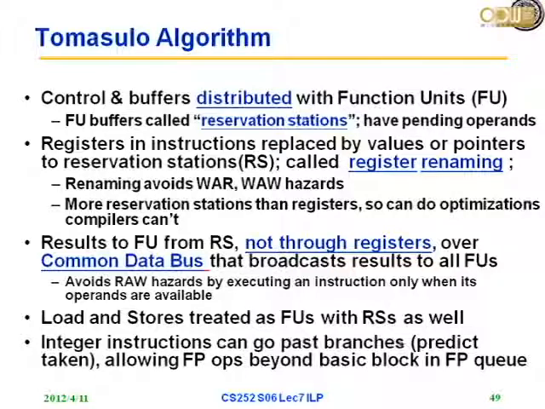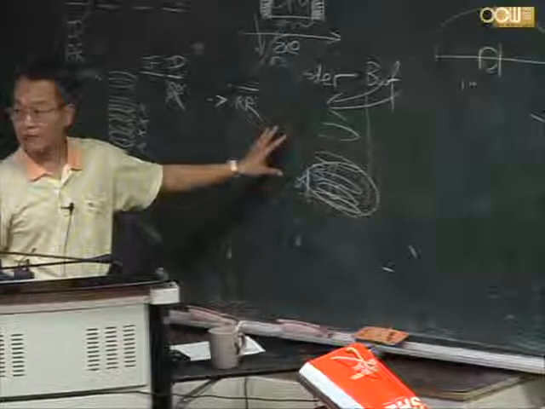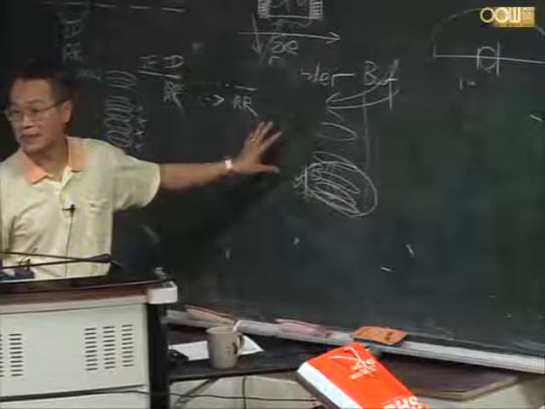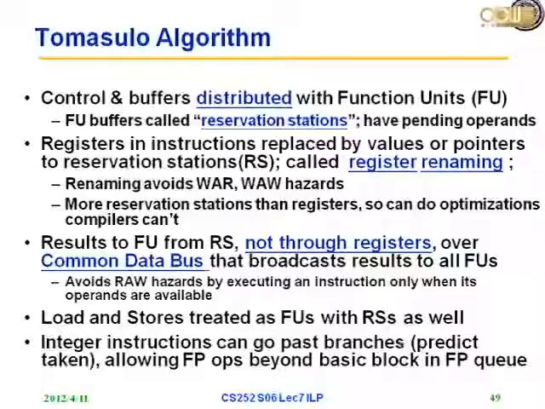It uses a distributed dynamic scheduling scheme. What do I mean by distributed? Look at the reorder buffer. The reorder buffer is some kind of centralized structure. It doesn't really do the control. But if we were to do the control too, then this scheme is called centralized. What do I mean by distributed? I'll show you later.